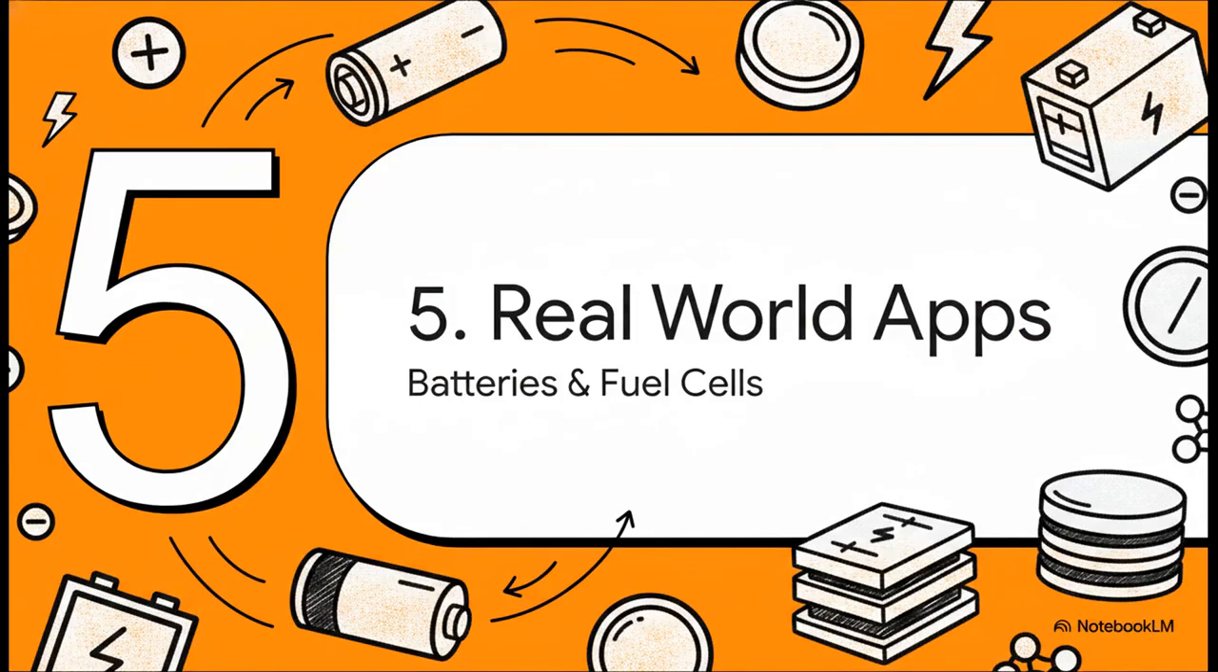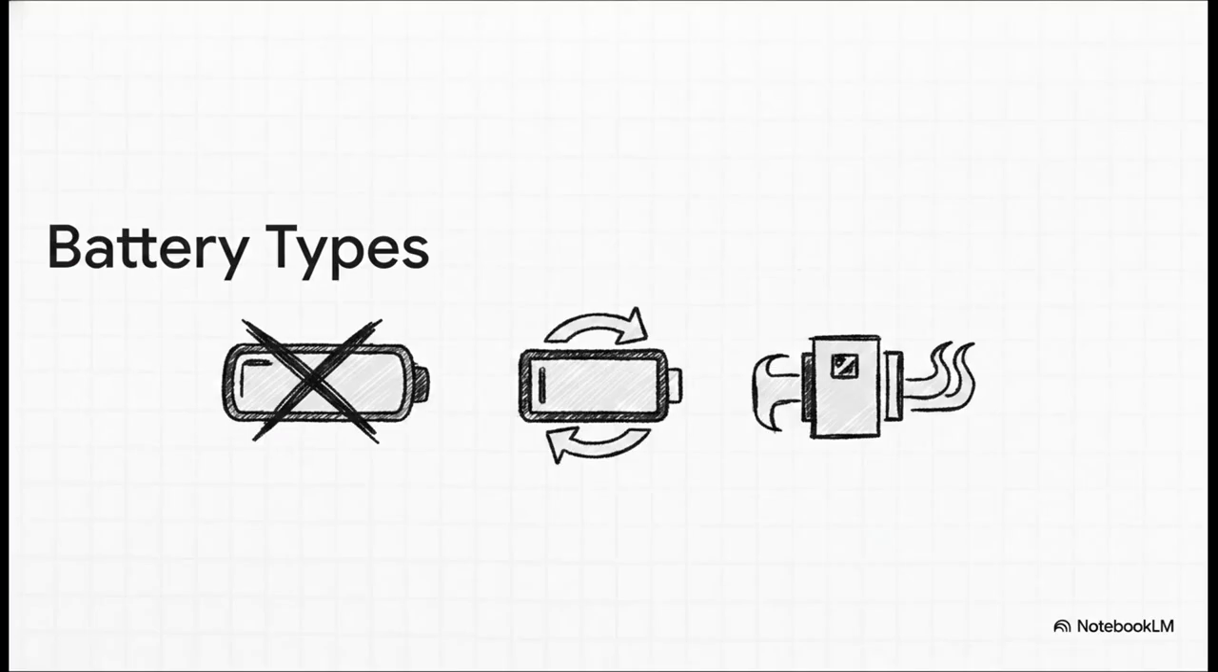Section 5. Batteries and fuel cells. Electrochemistry in the real world. All right, let's take all of this into the real world. Commercial batteries basically fall into 3 categories based on reversibility.